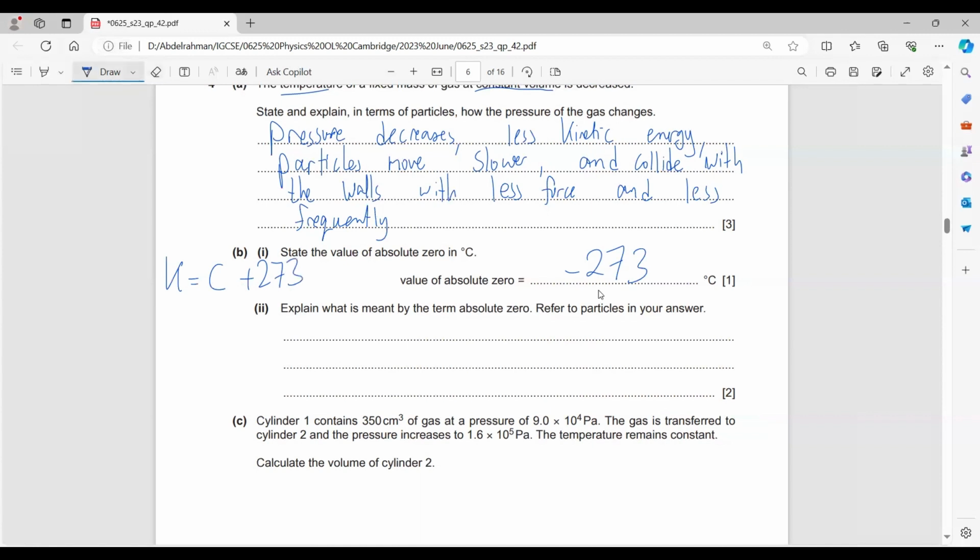So the absolute zero means that I had 0 Kelvin. 0 Kelvin equals Celsius plus 273. We'll just move this to the other side. So negative 273 equals the temperature in degrees Celsius when the Kelvin is 0.